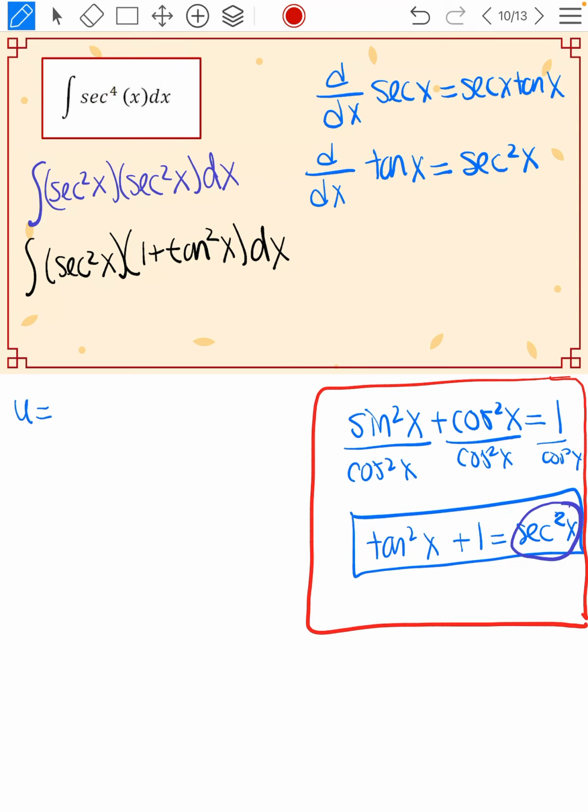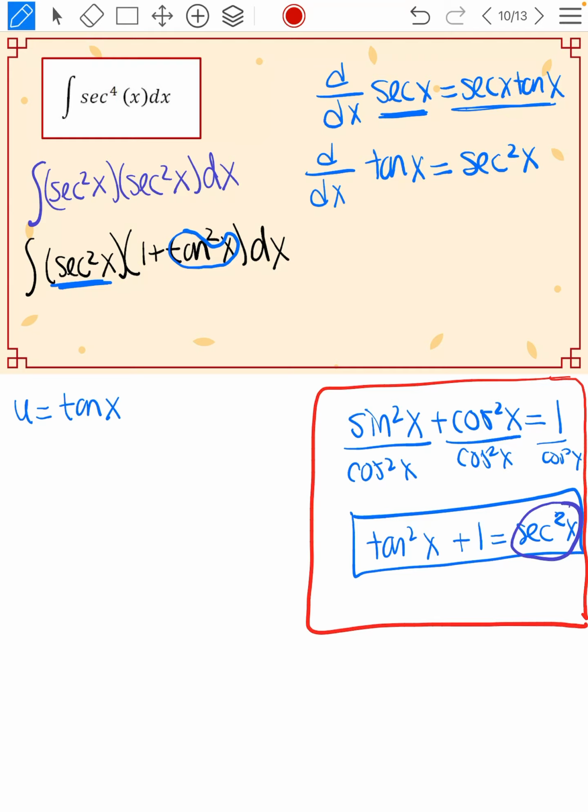So now I'm back to my dilemma. What's u? Well, I don't want u to be secant, because that would get me the derivative of secant x, which is secant x tan x, and I don't have that. But again, using the same logic, our u can be something really small. What if u was just one of the tangent x? Well, then the derivative of that would be secant squared, right? So I'm going to make my u just one of the tangent x.